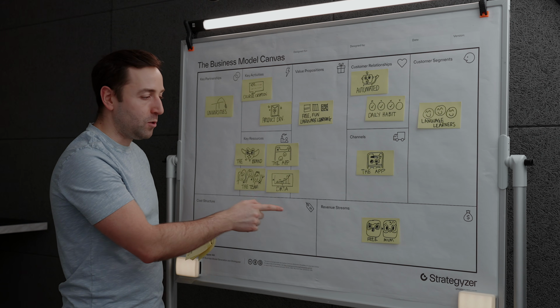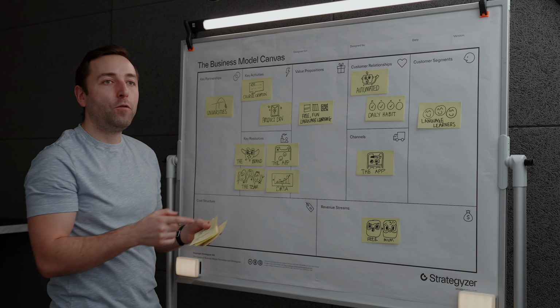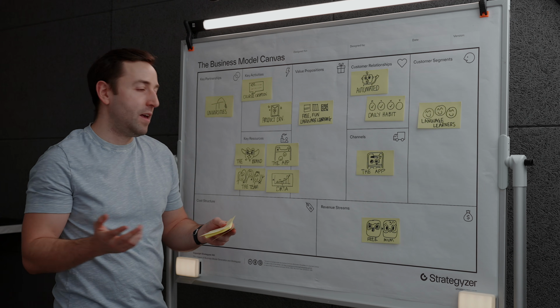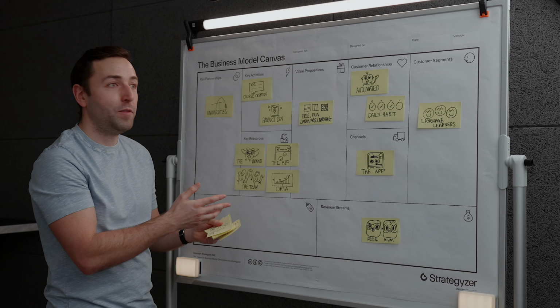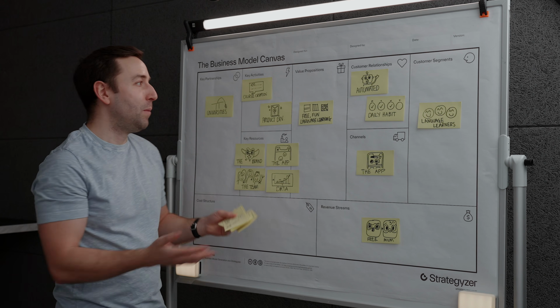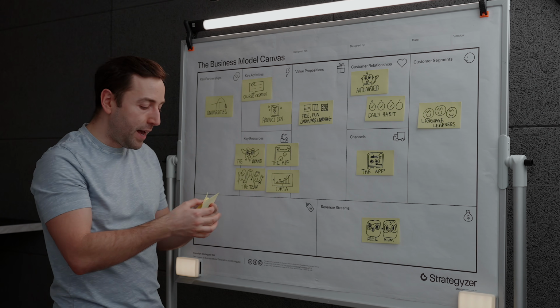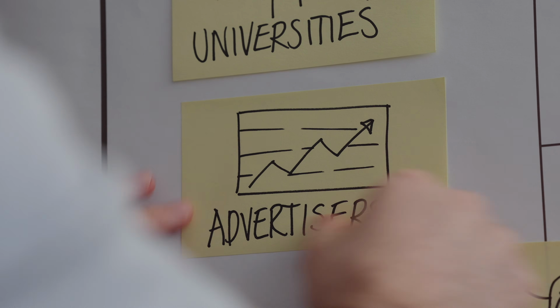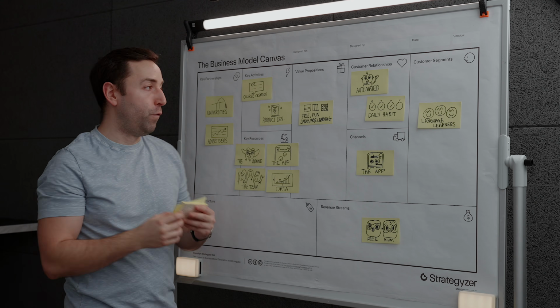A good business model connects all the building blocks together. For revenue streams, we said it was freemium. Now, if we've got 135 million users and most of those not paying, we need to make some money somehow because this is a business after all. And that's where the advertisers come in. They are a key partner that helps generate some revenue for the business.